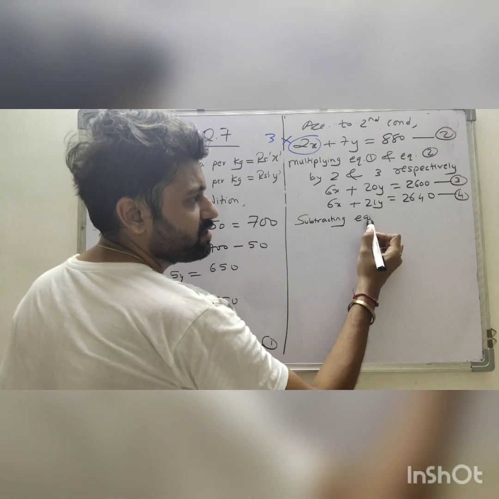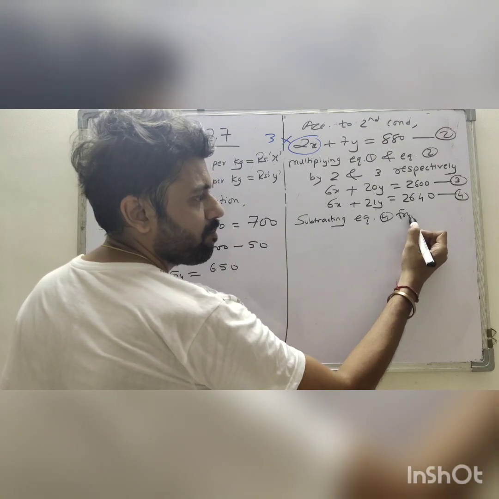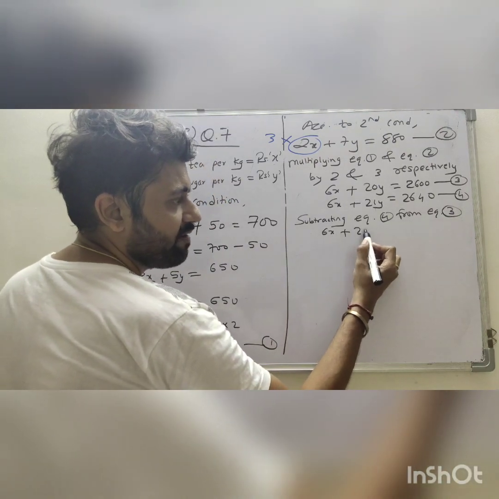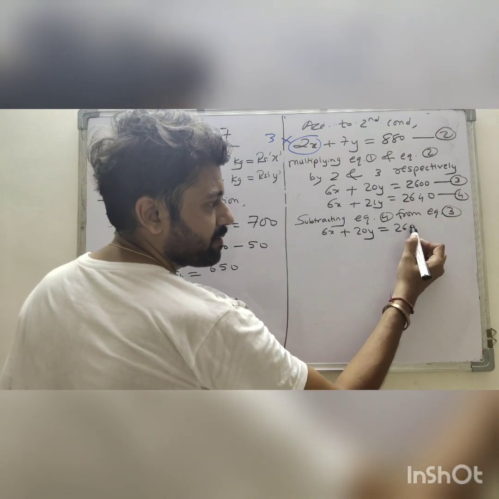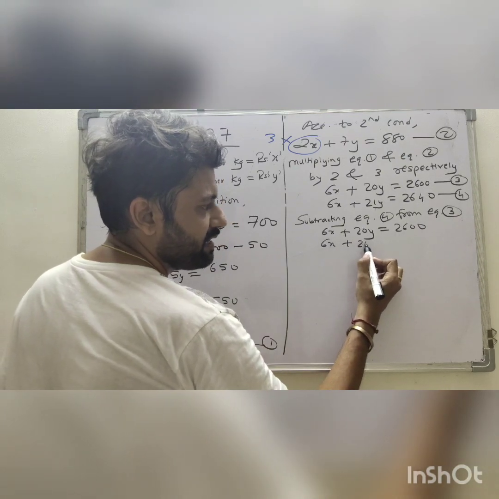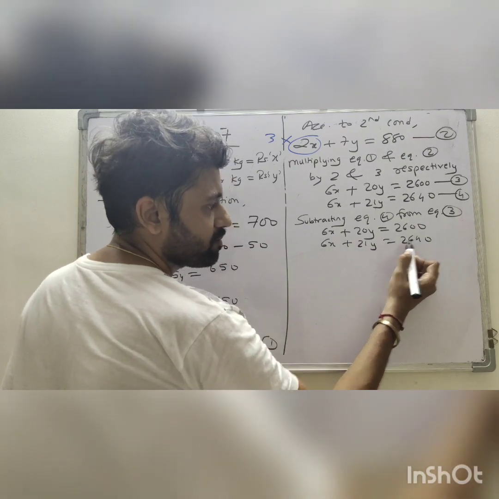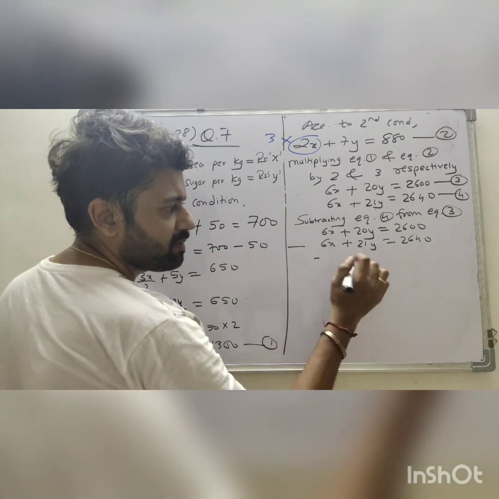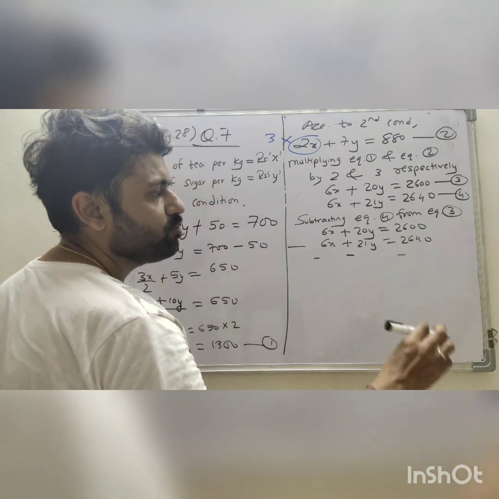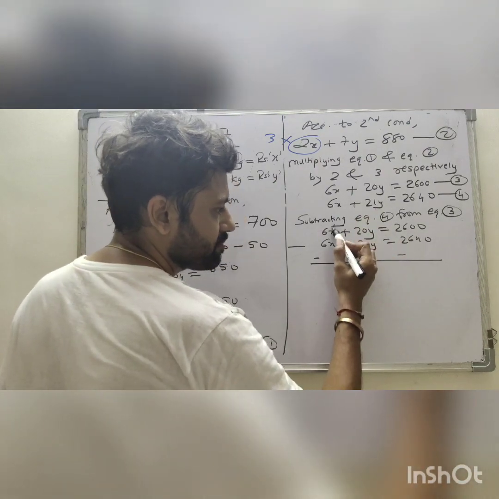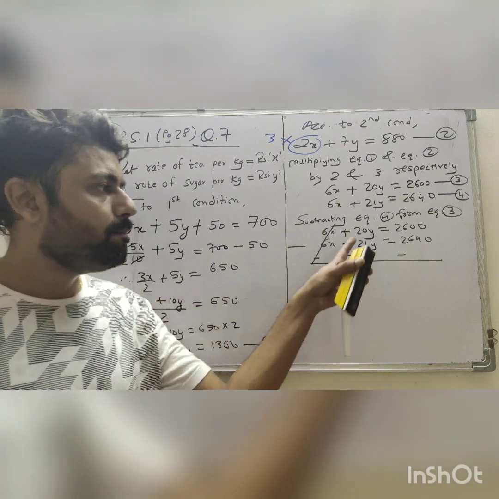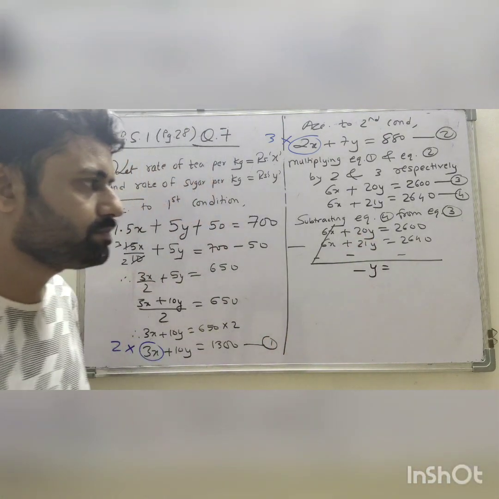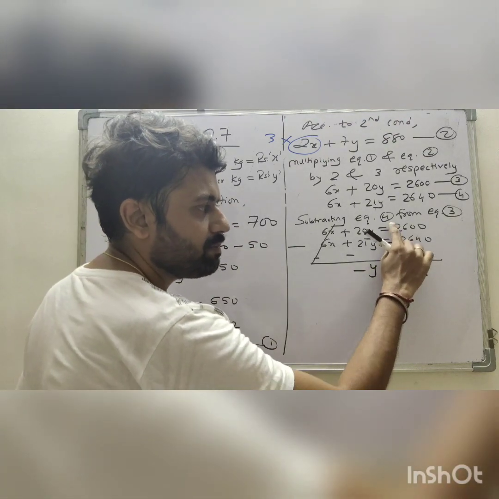Subtracting equation number 4 from equation number 3. 6x plus 20y is equal to 2600. 6x plus 21y is equal to 2640. When I do the subtraction, this plus gets minus, this plus gets minus, this plus gets minus. In this way we use 1 line, 2 lines, 3 lines. Plus 20 minus 21y will give us minus 1y. Here also plus minus is minus.